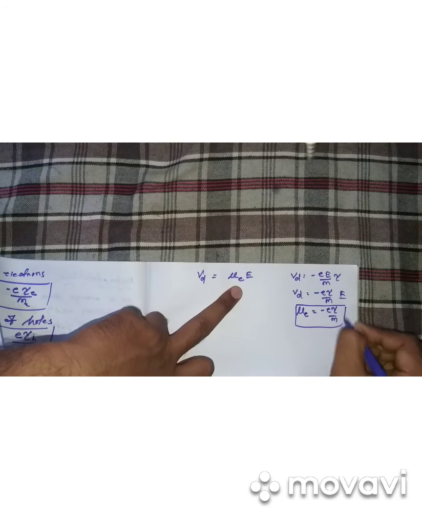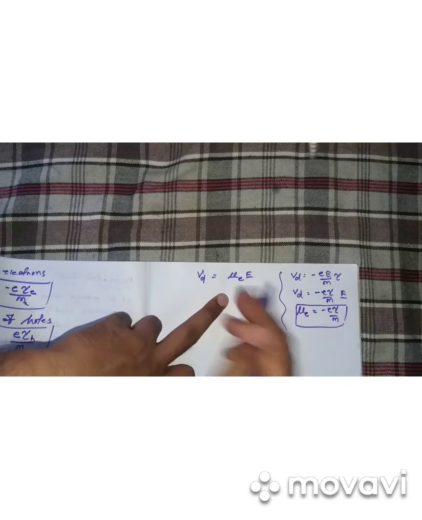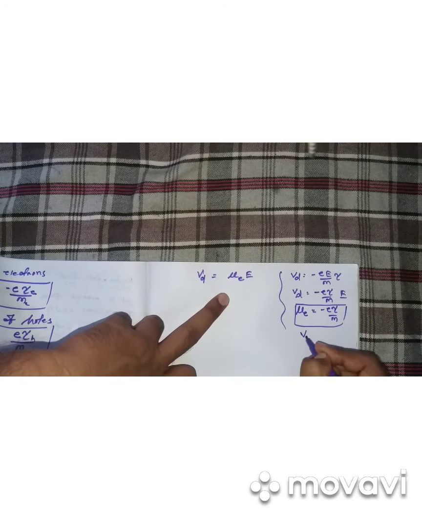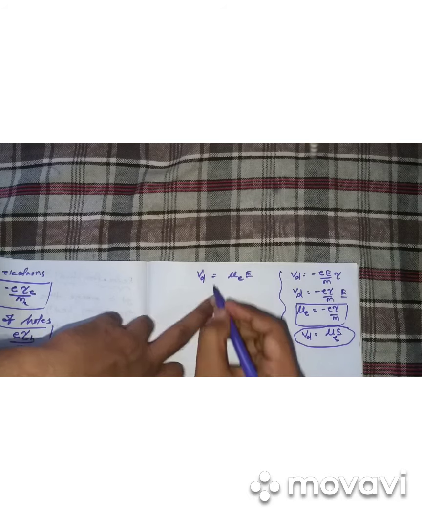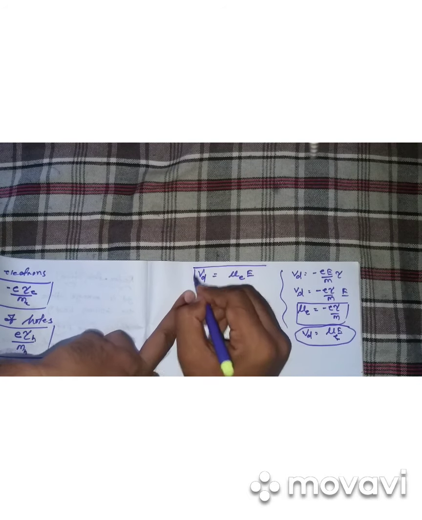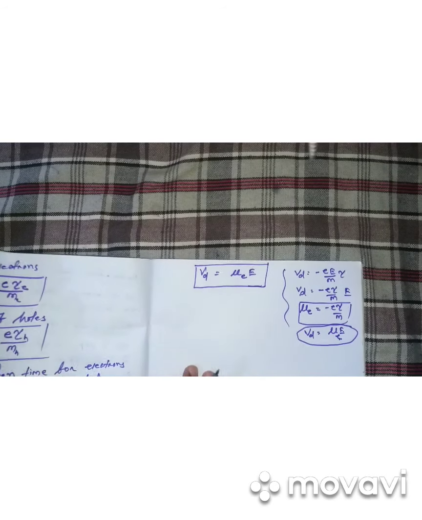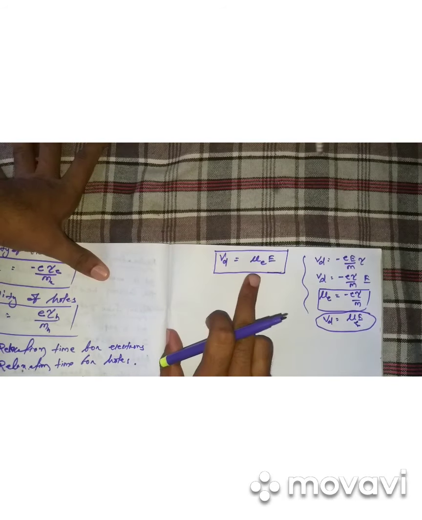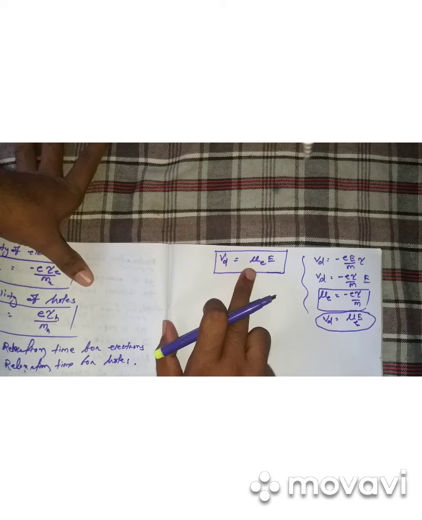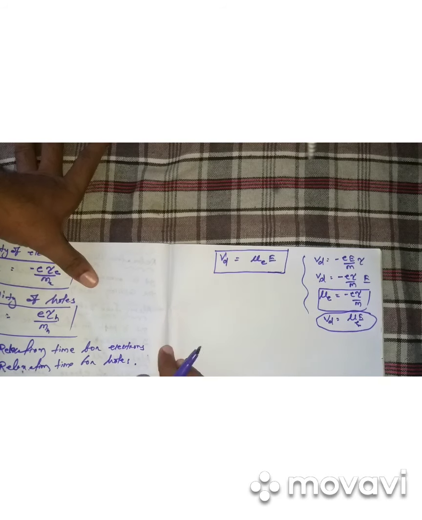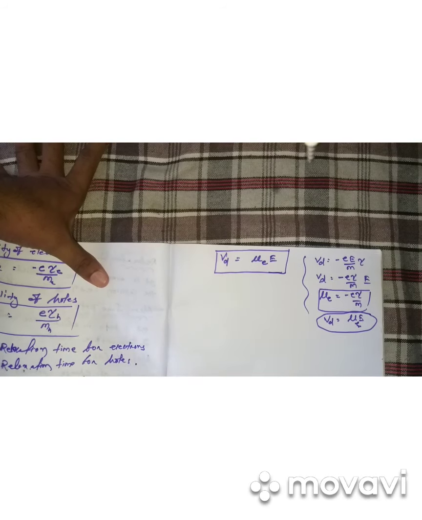So Vd equal to what? Vd equal to mu e, mobility of electron, into electric field. So drift velocity is equal to mobility of electron into electric field. So mobility is responsible for drift velocity of electron or current.